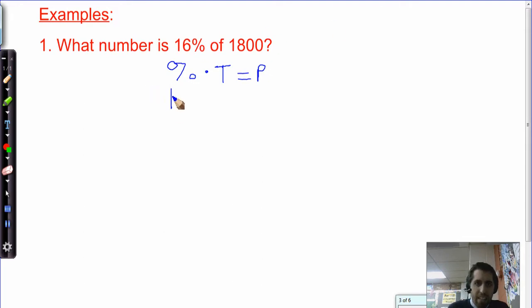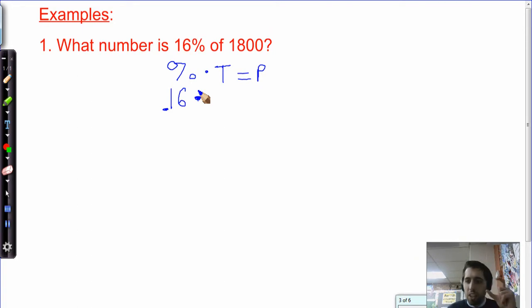And in this case, let's do it first as 0.16. So 16%, I know that I can change that to a decimal by moving the decimal twice to the left. And then we're going to multiply by the total. What number is 16% of 1,800? 1,800 there, we're looking for the part. What number is the percent?